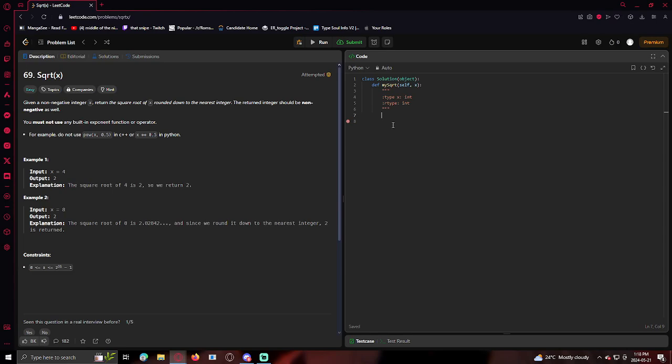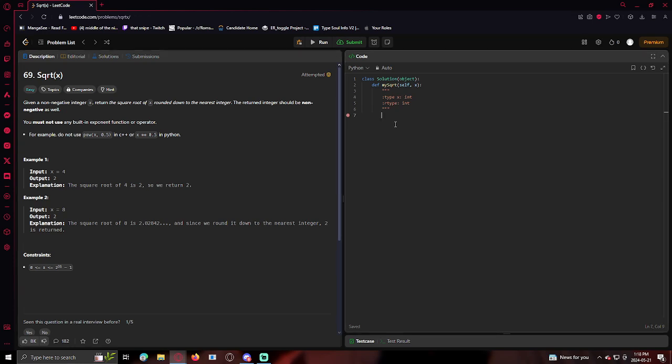Today we're going to be doing LeetCode problem 69, square root of x. In this problem, we're given a non-negative integer, and we're going to return the square root of x, rounded down to the nearest integer. For example, the square root of 4 is 2, so it's already an integer, so we can just return 2. And over here, the square root of 8 is 2.8, and so we want to round that down, we want to get 2, right?